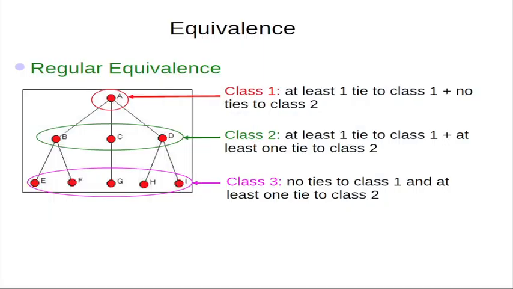Okay. So, for instance, the first class, class 1, will have one tie to the second class, that is class 2, and no ties to class 3. Similarly, class 2 members will have one tie to class 1 members and at least one tie to class 3 members, and class 3 members will have 0 ties to class 1 members and at least one tie to class 2 members. So, in this way we define the concept of regular equivalence.